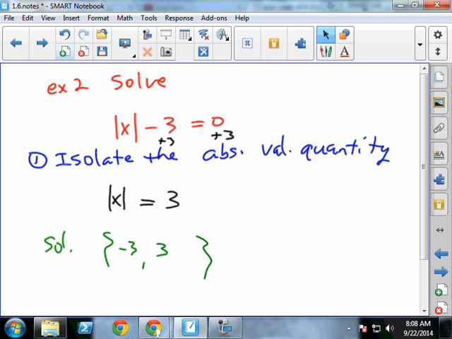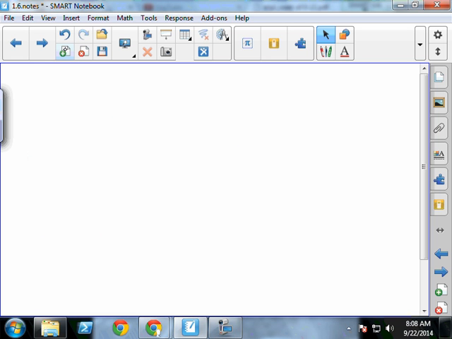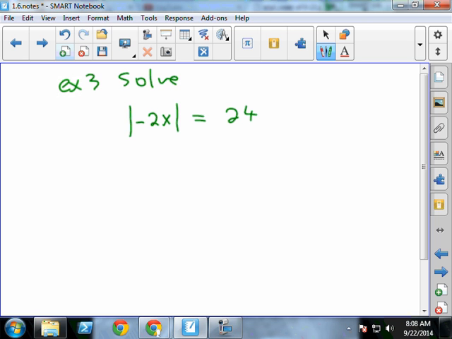Well, so far these are pretty easy. I think we better ramp it up, huh? We're ready to start getting a little more challenging. Here we go. Example 3. Solve the absolute value of negative 2x equals 24. There's going to be one just like this in the Math Excel homework.